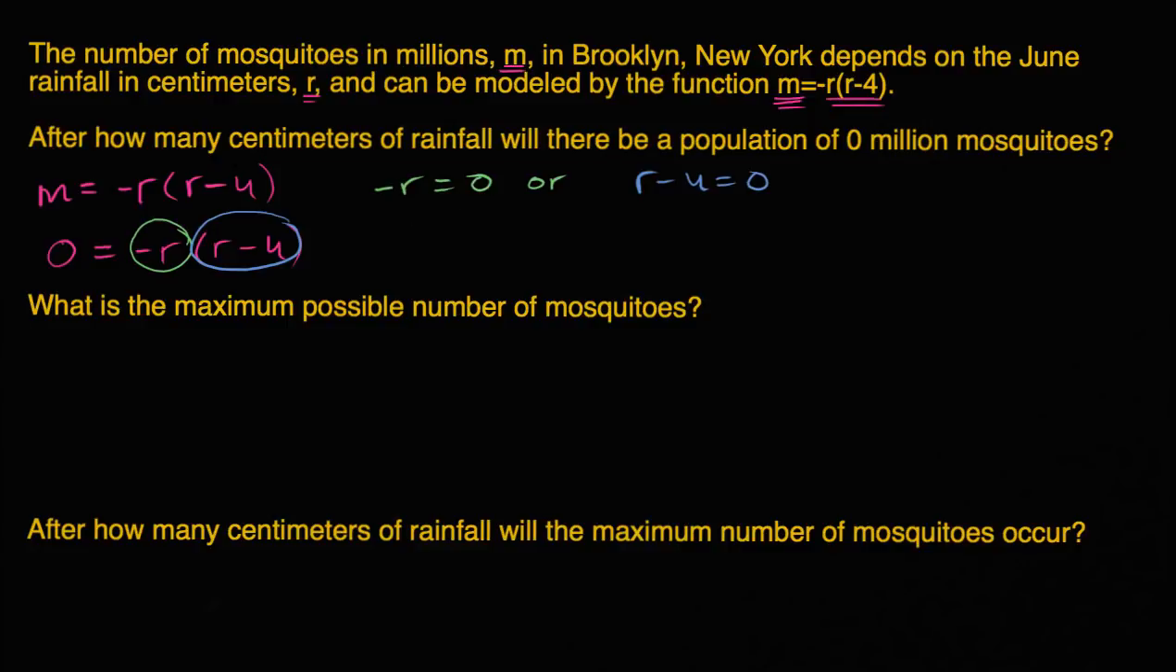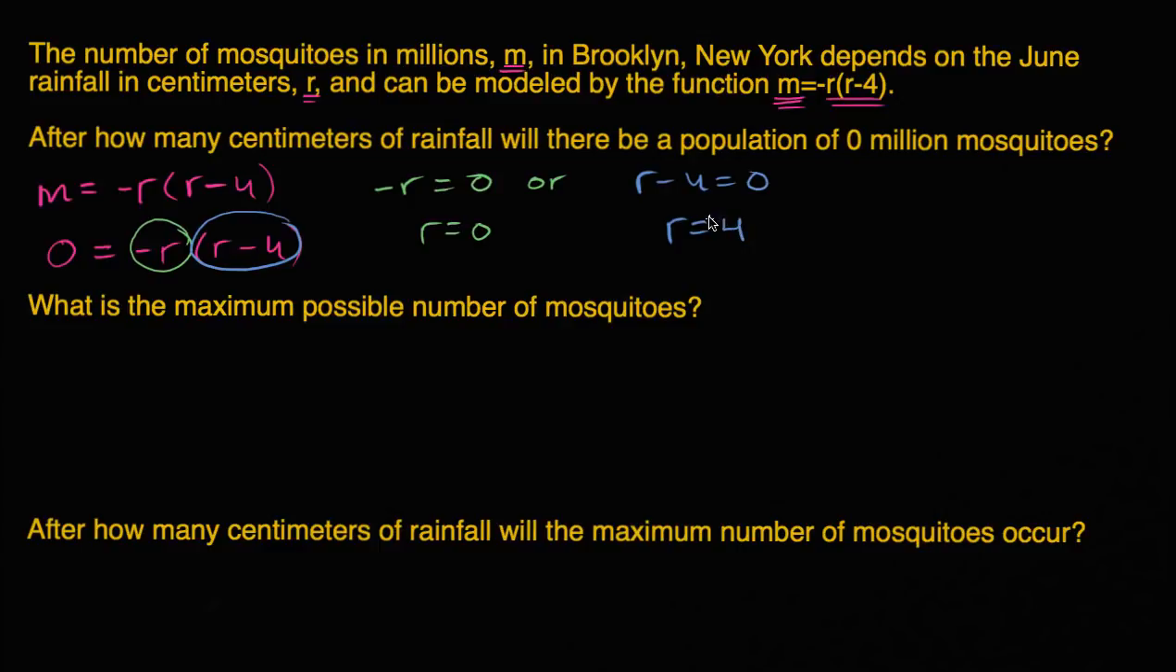So how does negative R equal 0? Well, you divide both sides by negative 1, or multiply both sides by negative 1. You get R would need to be equal to 0. How does R minus 4 equal 0? Well, you add 4 to both sides. You see that R would have to be equal to 4. So it either is no rainfall, 0 centimeters of rainfall, or 4 centimeters of rainfall, and you get a population of 0 mosquitoes.